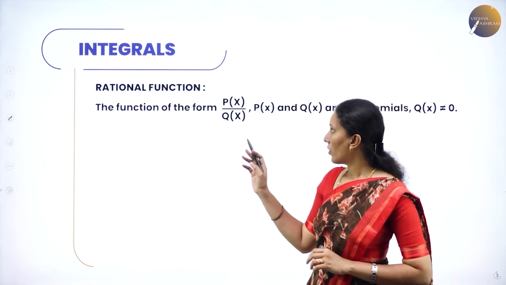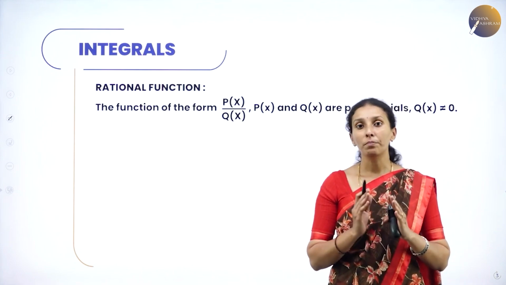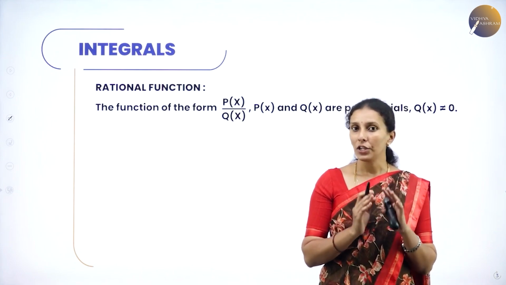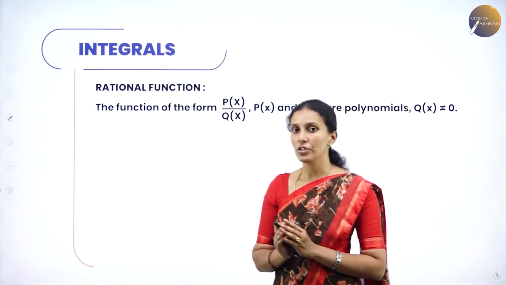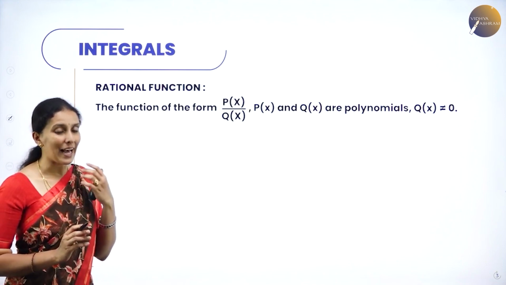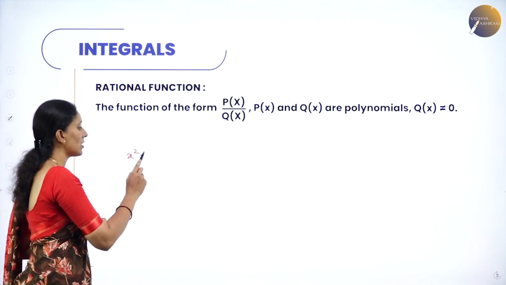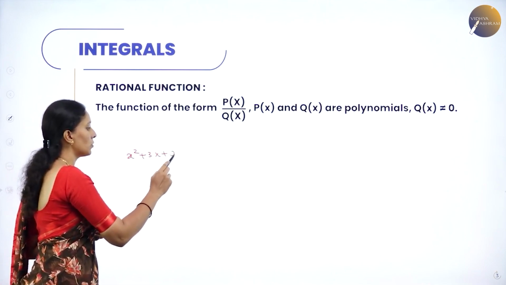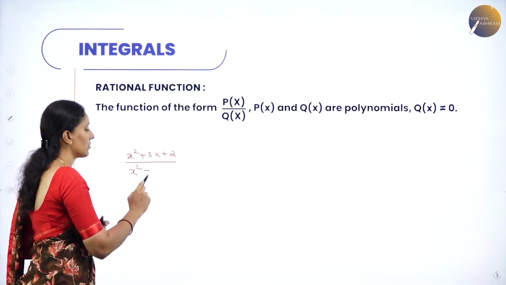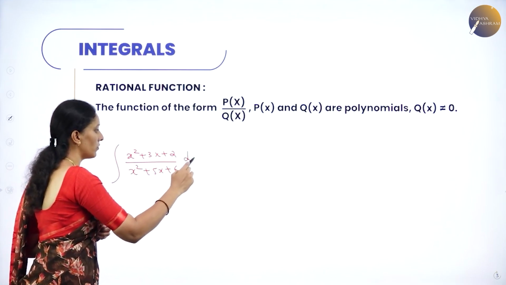Now let's see. A rational function is nothing but a function which is in the form of p by q, where p and q are both polynomial functions and the denominator is not equal to 0. So you might arrive at fractions of the form x square plus 3x plus 2 divided by x square plus 5x plus 6. Then you have to write the integration of this form.